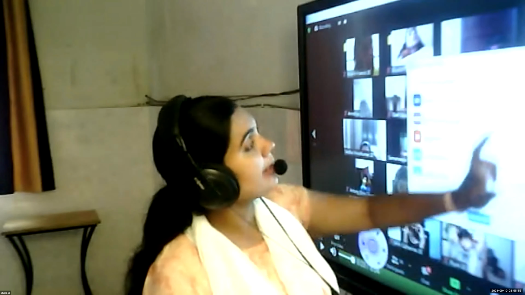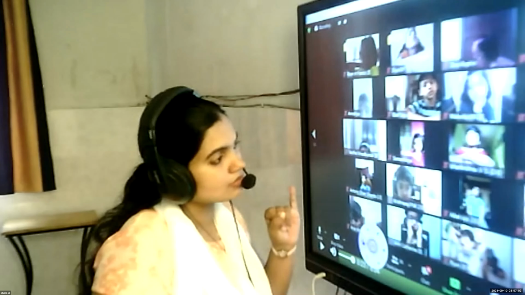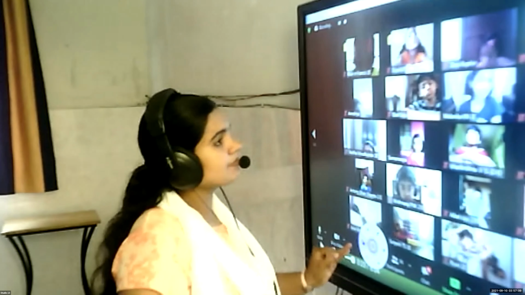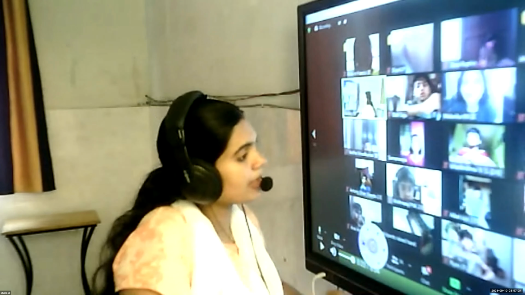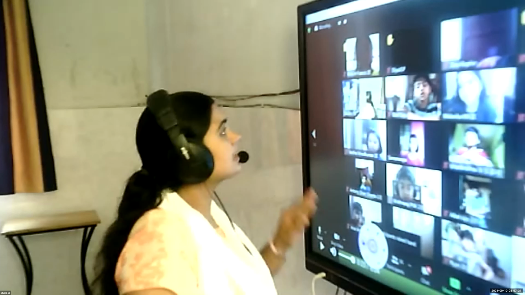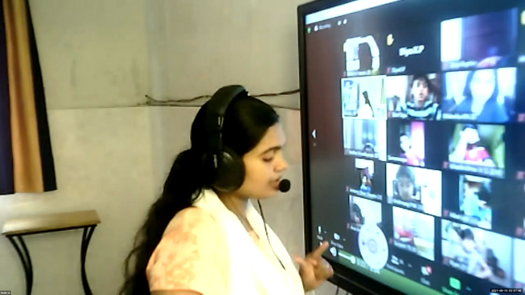So to compare two three-digit numbers, the first step is to count the number of digits. And second step, if the number of digits are equal, we have to move to the next step. We have to compare the hundreds. If the hundreds are equal, we have to move to the next place, that is tens. If the tens are equal, we have to go to the next place. Compare the ones place. If the hundreds, tens, and ones are equal, the numbers will be equal. So let us do a few questions. Are you all ready?